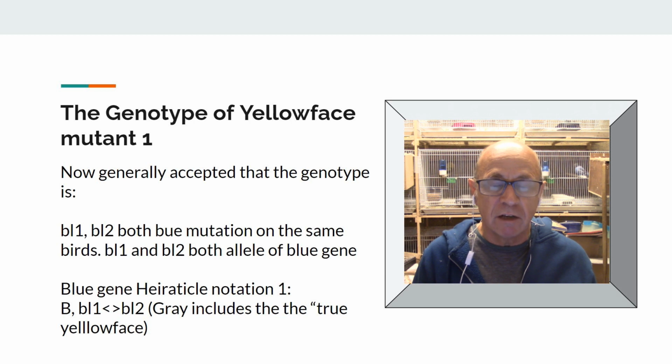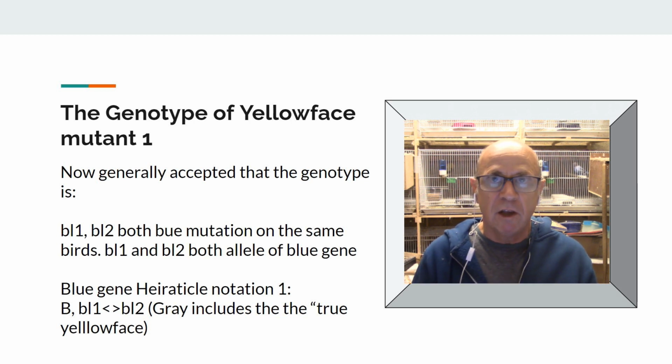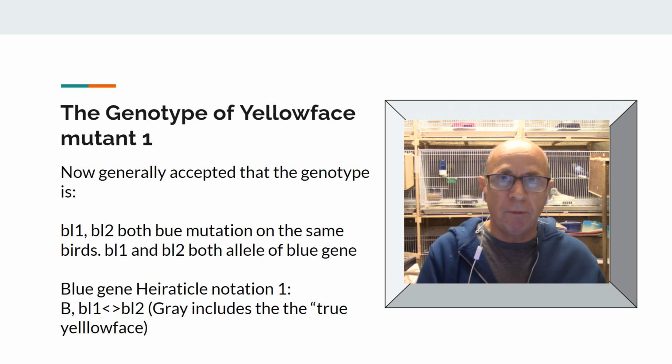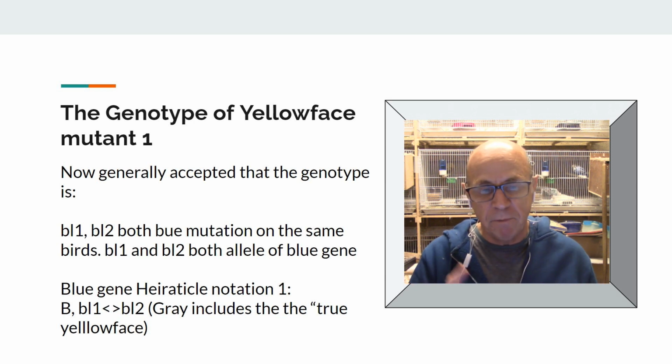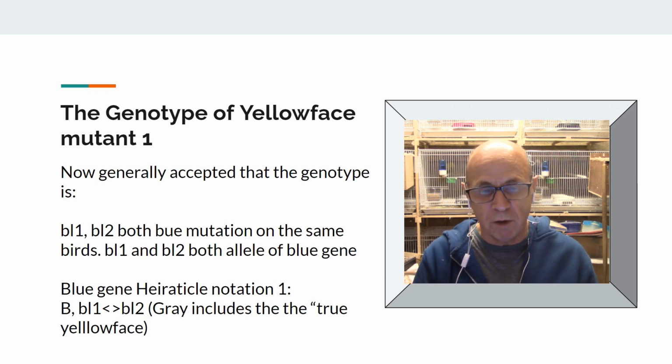So how do we actually get the Yellowface Mutant 1 then? Well, it's generally accepted now. I think this is one of those ones that's less controversial than others, but it's generally accepted that both the BL1 and BL2, Yellowface Mutant 1, are different alleles of the blue gene. And in order to get the Yellowface Mutant 1, you need the BL1 mutation and the BL2 mutation on the same bird. So when you've got those two different mutations of the blue allele on the same bird, the Yellowface Mutant 1 will appear.